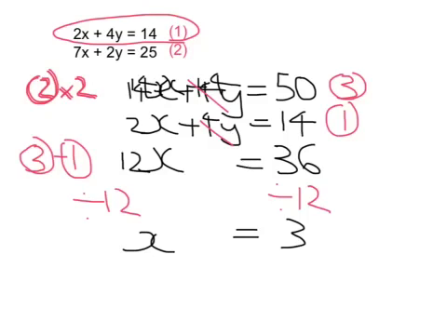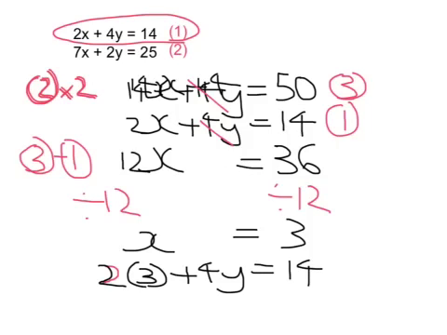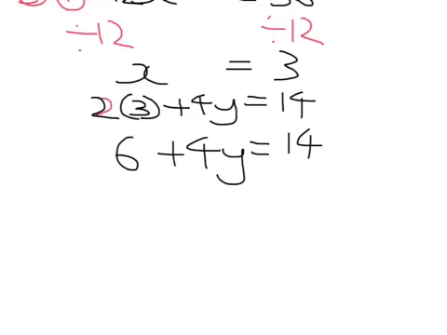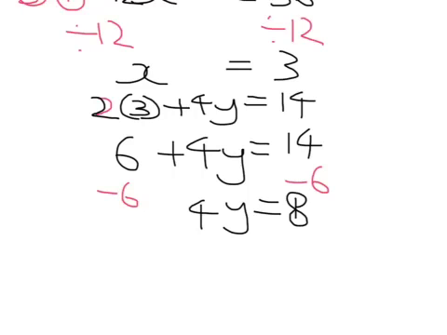So we know that 2x plus 4y equals 14. So 2 times 3 plus 4y equals 14. Or 6 plus 4y equals 14. Now just take away the 6 from both sides, just like you would in a normal equation, and you're left with 4y equals 8. So finally we just divide both sides by 4 and we're left with y equals 2.